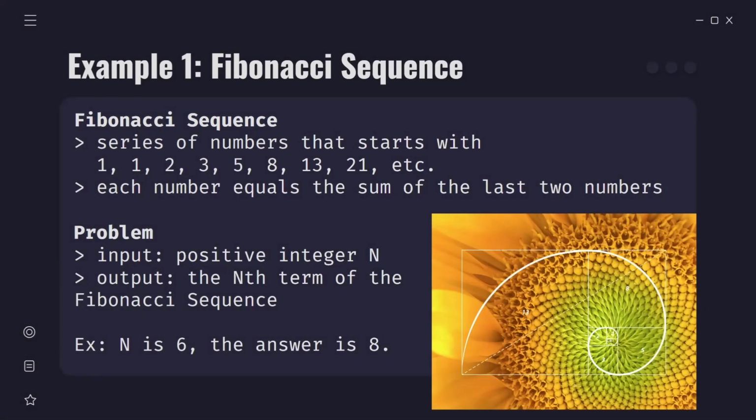Let's look at a popular example of DP, the Fibonacci sequence. This is a series of numbers that starts with 1, 1, 2, 3, 5, 8, 13, and so on, where each number is equal to the sum of the last two numbers. The problem asks that given a positive integer n, find the nth term of the Fibonacci sequence. For example, if n is 6, the answer is 8.